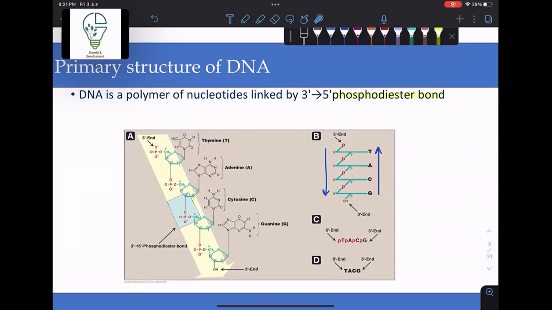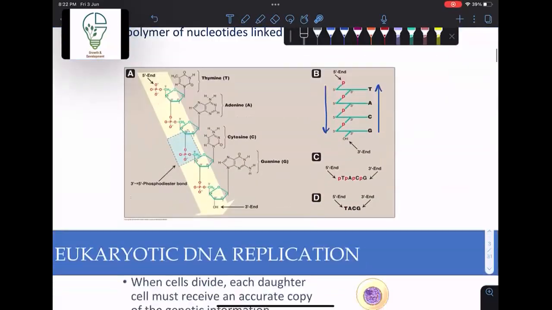And these nucleotides are joined together by the 3,5-phosphodiester bond. What does that mean? That the 3 end, so the carbon number 3 of the nucleotide, is bonded to the carbon number 5 of another nucleotide with this bond called a phosphodiester bond, okay?